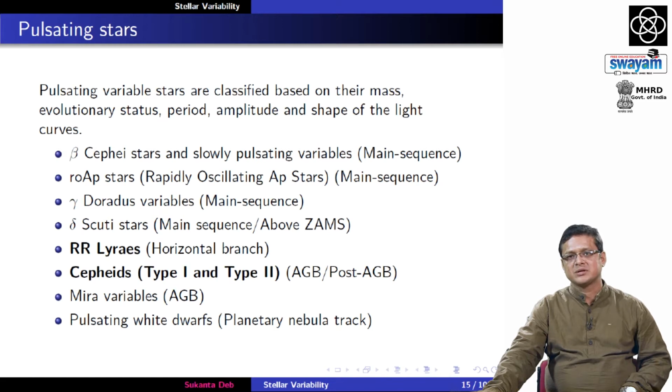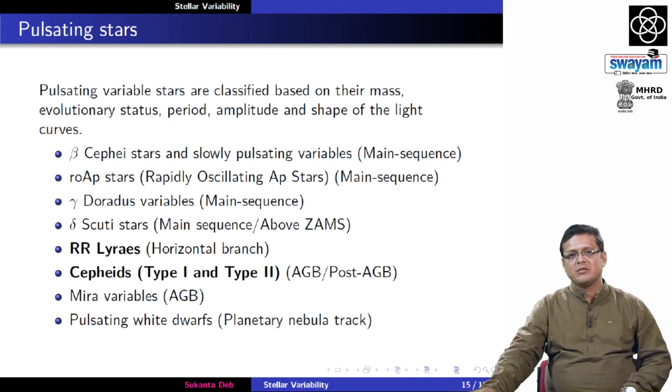Out of these, the roAp stars, gamma Doradus variables, and delta Scuti stars lie within the delta Scuti instability strip. Now, we have the RR Lyrae stars. RR Lyrae stars are in the horizontal branch, and then we have Cepheids of different classes, like type 1 or type 2 Cepheids. Type 2 Cepheids are in the AGB or post-AGB stages of stellar evolution. RR Lyrae stars and Cepheids lie within the Cepheid instability strip.